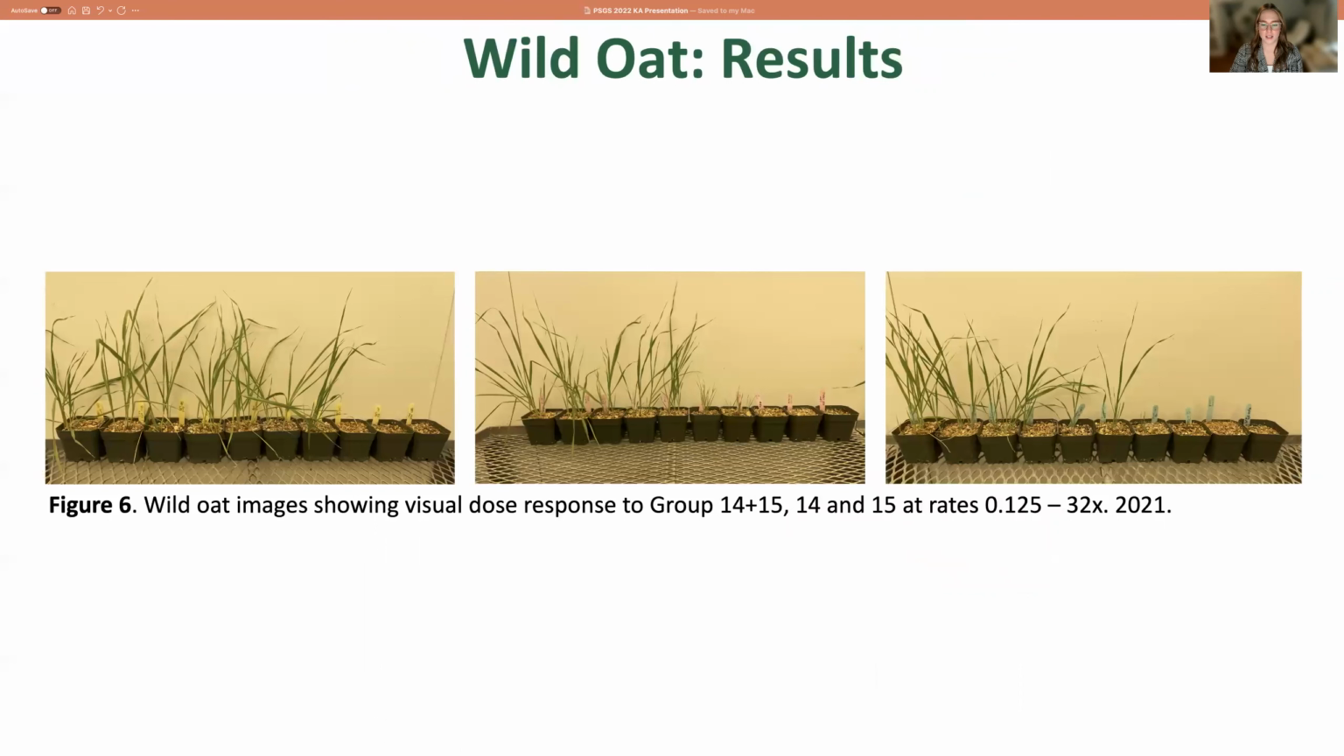Looking at them visually now, group 14 alone on the left, growth really starts to reduce more visually around the 2x rate until there's no growth present at the 16x rate. The combined group in the middle, growth greatly starts to reduce at the quarter rate until there's no growth present at the 8x rate. And on the right, group 15 individually, growth is starting to reduce at the half rate until there's no growth present at the 16x rate.